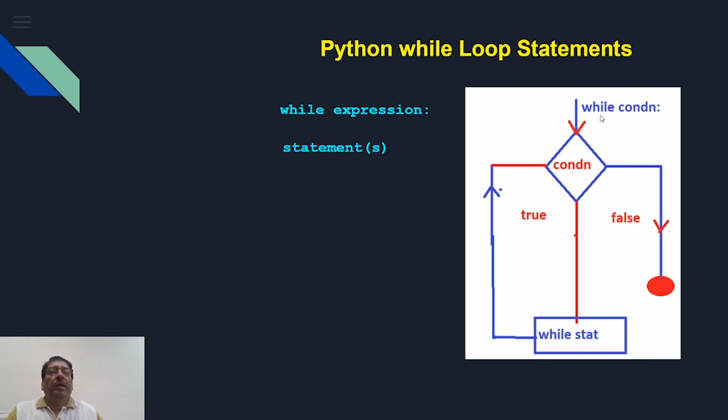I'll repeat. You will put a condition in while. If the condition happens to be true, it will execute these while statements over here. After execution of these statements, it will again go back and check the condition. So as long as the condition is true, you will be executing these statements, but once the condition is false, it will come and stop over here.